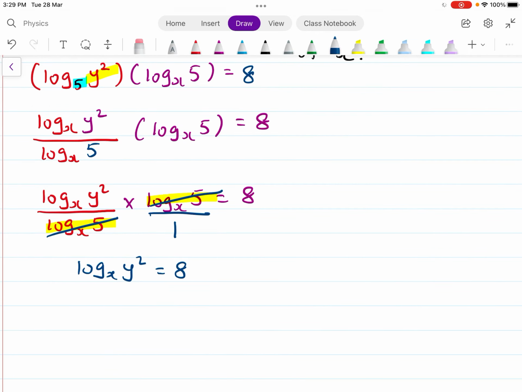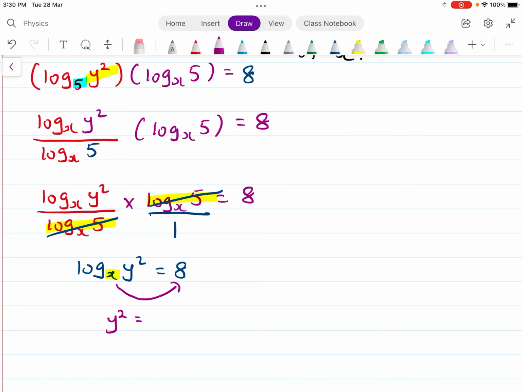So the next part is to get rid of log. But how do I get rid of log? There is a simple trick. If you look at the base x, you just need to move it to the right hand side. When you move it to the right hand side, there's no more log, because log can only exist provided that there is a base. If there's no base, it cannot exist. So the left hand side is left with y squared.